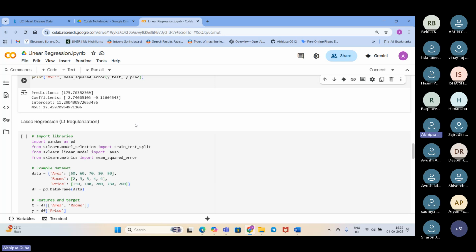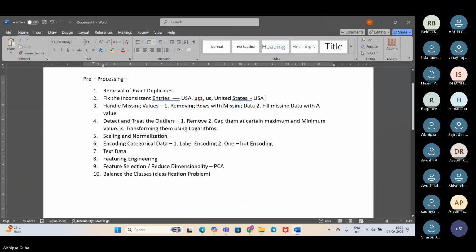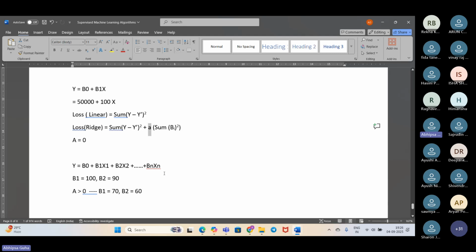What it actually does: in the case of ridge, it shrinks the values. Like this B value I have shown you. Previously the value is like this. If the value of alpha is greater than zero, the values of B1 and B2 get shrunk, getting smaller than what we had predicted. This is the work of ridge regression.